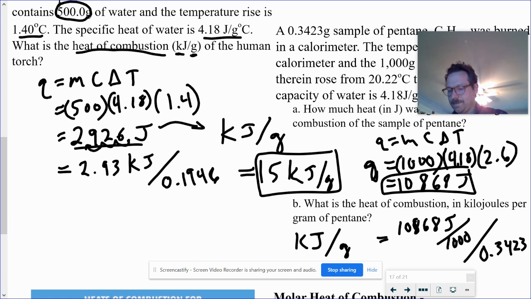All right, and what do I get? I take that, I divide it by that, and I get 31 point, call it 7 kilojoules per gram.